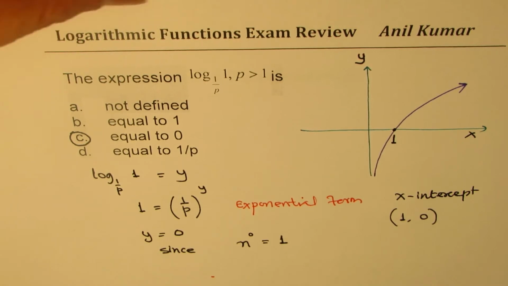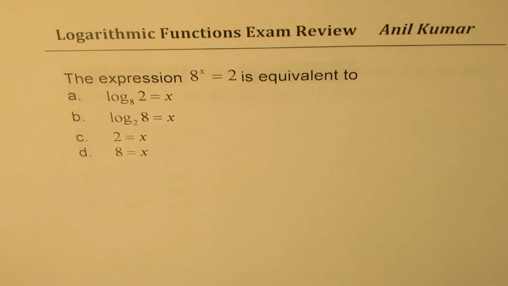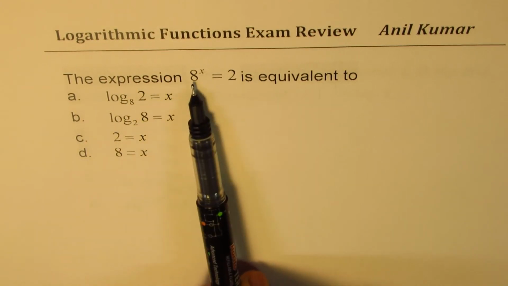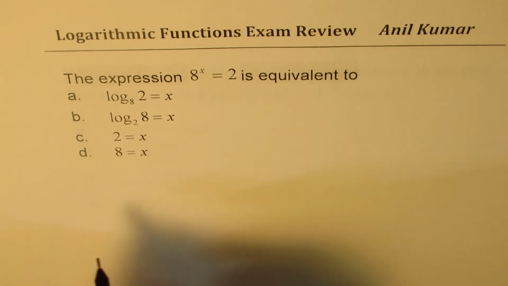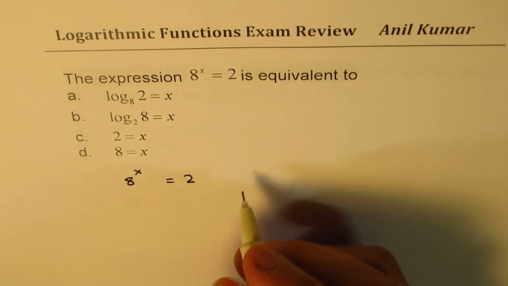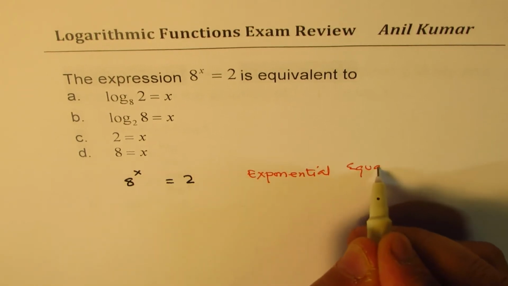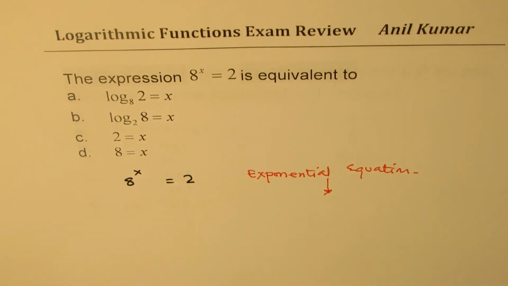So now you have a fairly good idea about what logarithmic functions are and how they can be expressed as exponential functions. So let's now get to the next level of questions, where we will see the exponential function and then answer. The question here is: the expression 8 to the power of x equals 2 is equivalent to which one of these? Now I'm saying 8 to the power of x is equal to 2. As I said, this is an equation which involves exponents, so it's called an exponential equation.